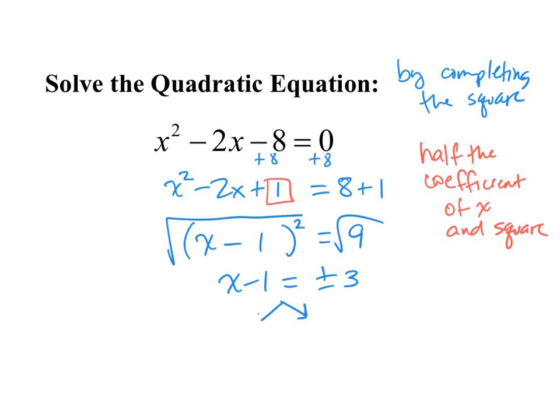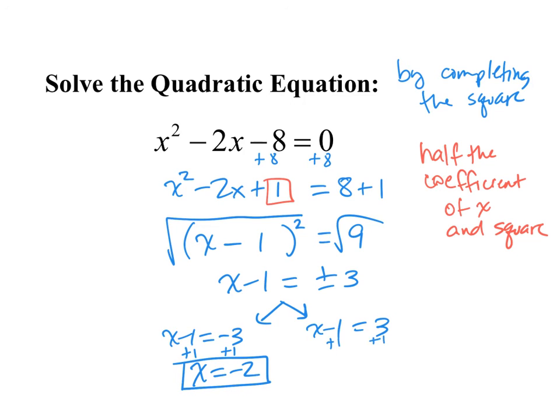Now let's write those two solutions. That means x minus 1 is either equal to -3 or x minus 1 is equal to +3. So we'll solve those two little equations and we get x equals -2 for one of our solutions, and the other solution, when we add 1 to both sides, gives us x is equal to 4.